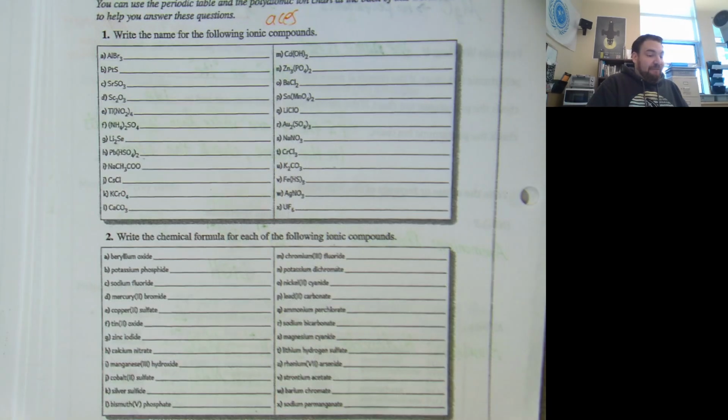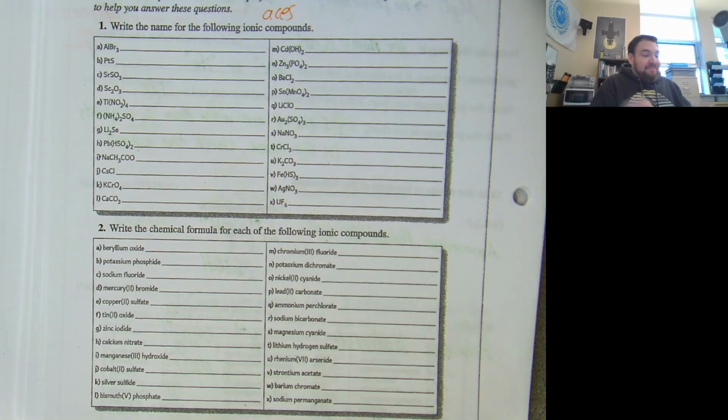That's your homework. I've got naming up top, formula writing at the bottom, and everything is mixed together. You're going to have regular, simple ionic ones. You're going to have multivalent ones. You're going to have polyatomic ones. All of it's built in. Take a look at ACEs on those guys, and we'll do some more practice with this stuff next week.